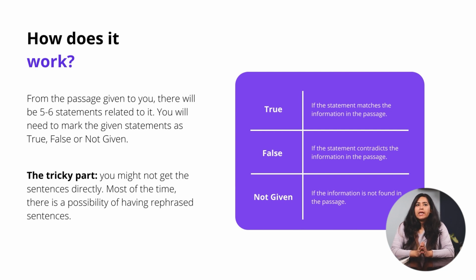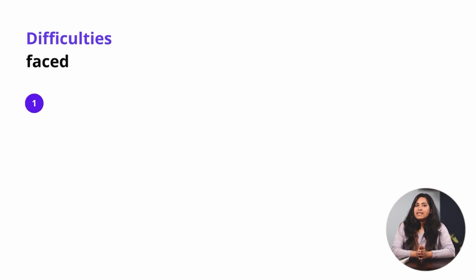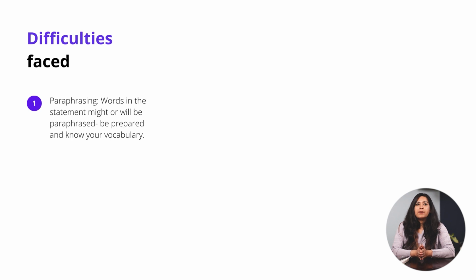When we say true, it means the statement matches the information in the passage. False is when the statement contradicts the information in the passage. And not given is when the information given in the question is not found in the passage. Now, with that being said, let's look at the common mistakes and difficulties faced when students attempt this question type.